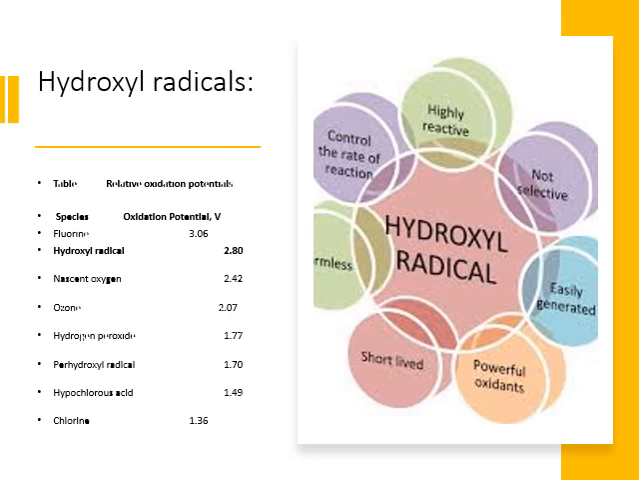So in this slide, I'm going to show you the different properties of hydroxyl radicals so that we will be able to know the importance of advanced oxidation processes, because they are based on hydroxyl radical generation. If you look at the table on your left side, after fluorine, the second strongest oxidant is the hydroxyl radical. They have the second highest oxidation potential among the oxidant species, even higher than nascent oxygen, ozone, hydrogen peroxide, perhydroxyl radical, hypochlorous acid, and chlorine. So they are second on that list.